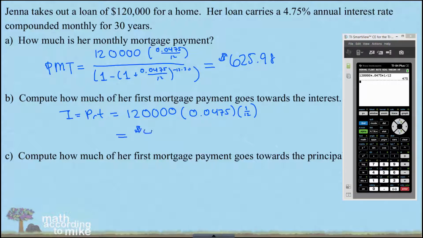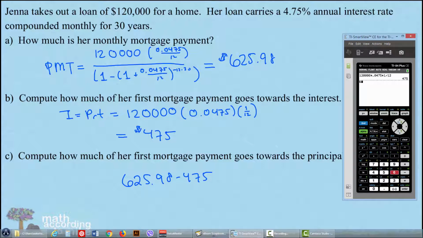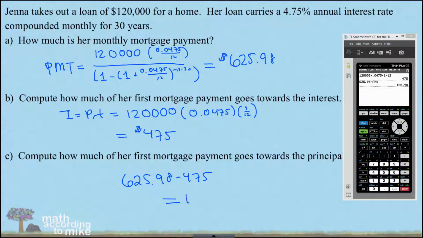So let me explain what this number means. That means she gives the bank $625.98. The bank takes $475 of it and pays themselves because that's what interest does in this case. And the remaining part, part C, goes towards the principal. That means her first payment of $625.98 really only brought the balance down by $150.98.